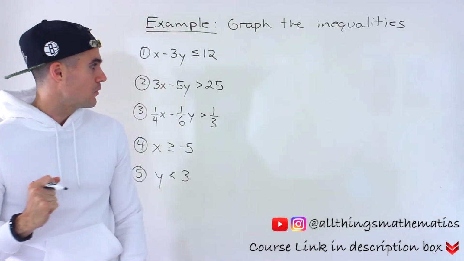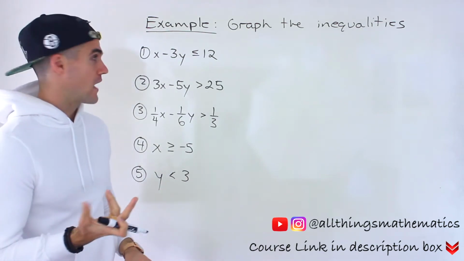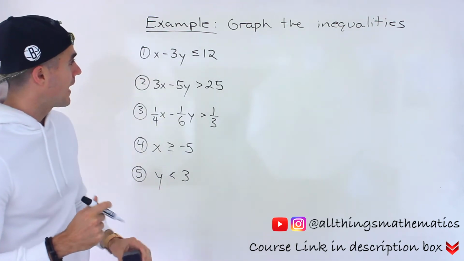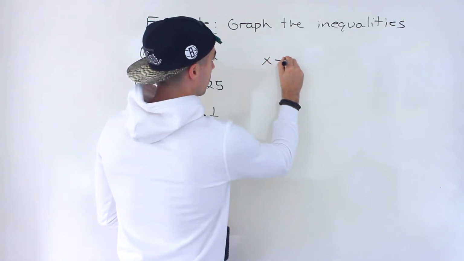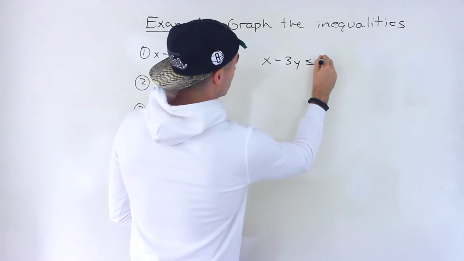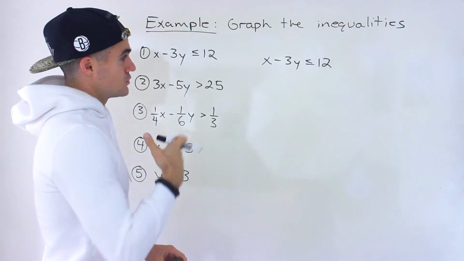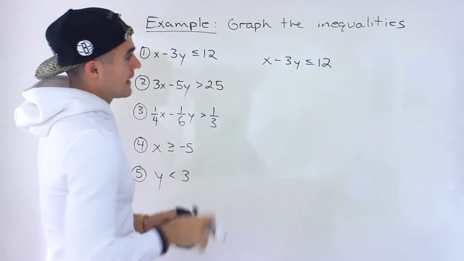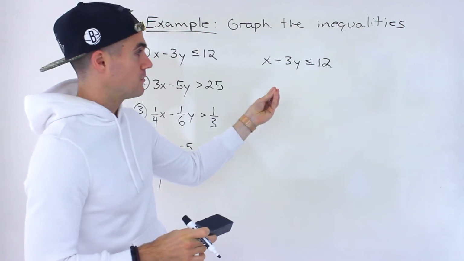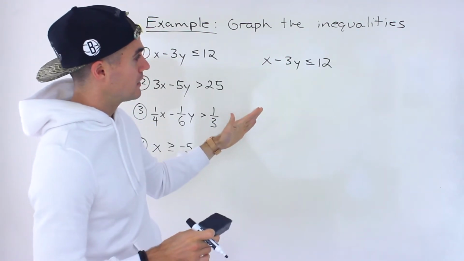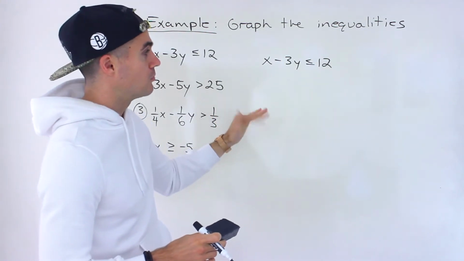And in this next video, what we got to do is take these inequalities here and we're going to graph them. So starting with number one, we got x minus 3y is less than or equal to 12. Now, the way that I personally like to do something like this is I like to isolate for the y, so put it into y equals mx plus b form, because then you can graph the line and basically then the shaded region is going to be either above or below that line.